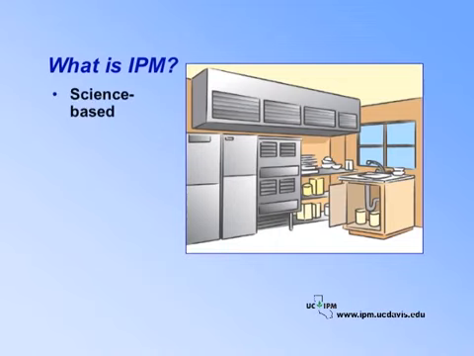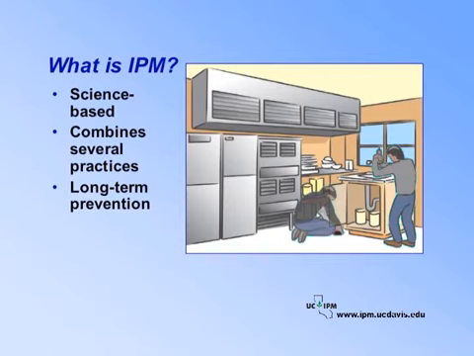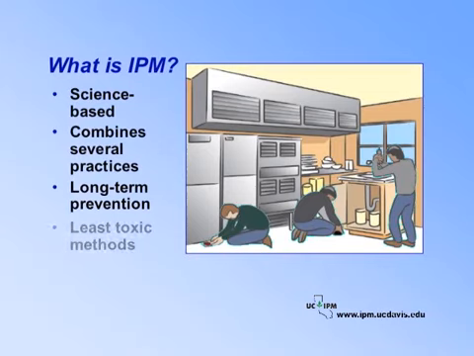IPM uses environmentally sound yet effective science-based practices to keep pests from annoying you, causing economic or health-related damage, or damaging plants. IPM programs usually combine several pest management practices for long-term prevention and management of pest problems without harming you, the students, or the environment. Spray should not be necessary to manage cockroaches. Least toxic methods, such as baits, are preferred. IPM programs require a good detection system using regular inspection and sticky traps.